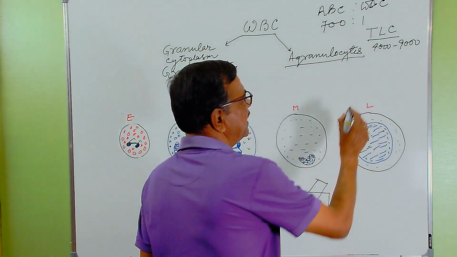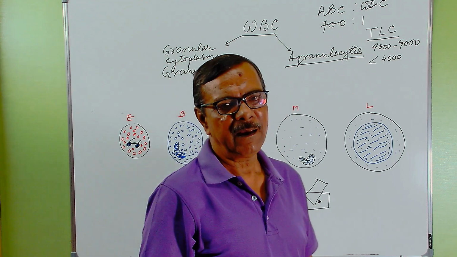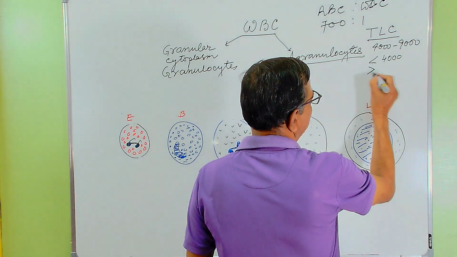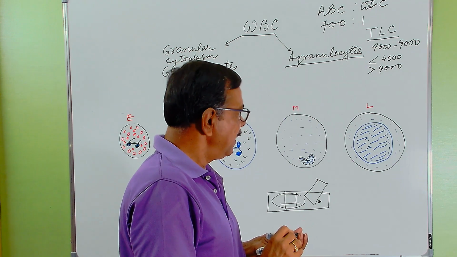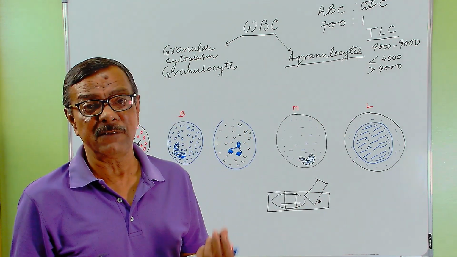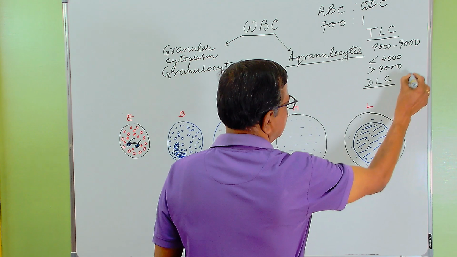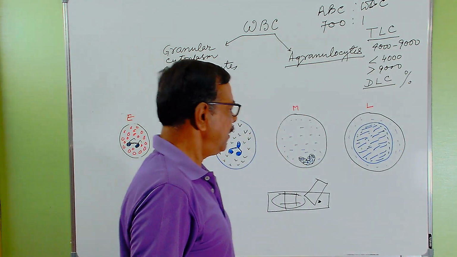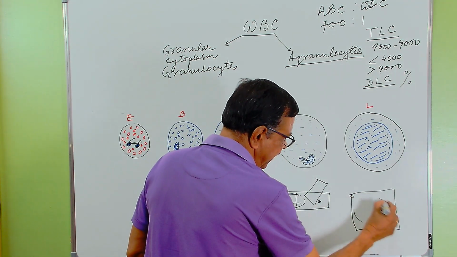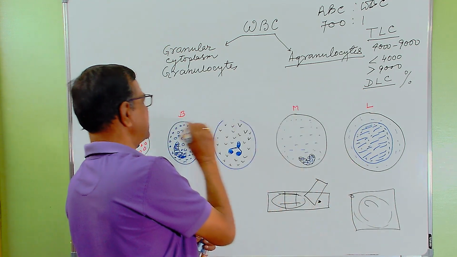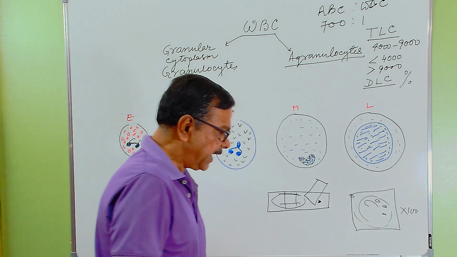If it is less than 4,000, it is called leukopenia. If it is more than 9,000, leukocytosis. As simple as that. That is TLC. Now, what is DLC? Differential leukocyte count. It comes in percent. Why? Because out of 100 WBC, how much is the percentage of this? That is into 100. So, we write in that way.